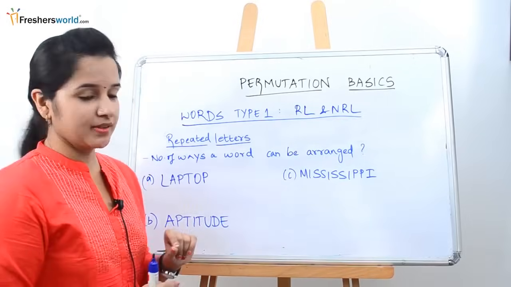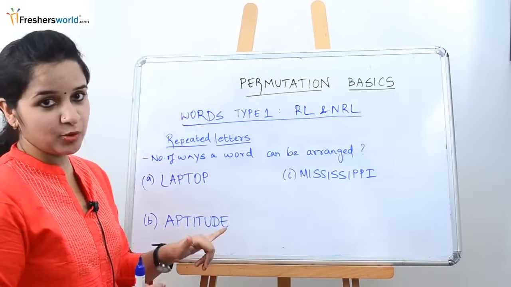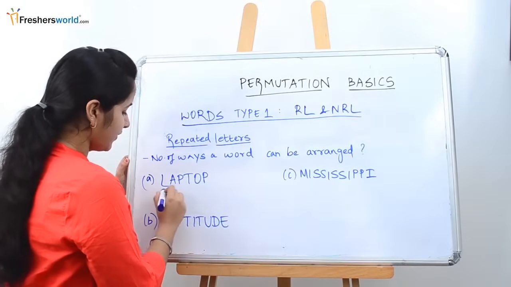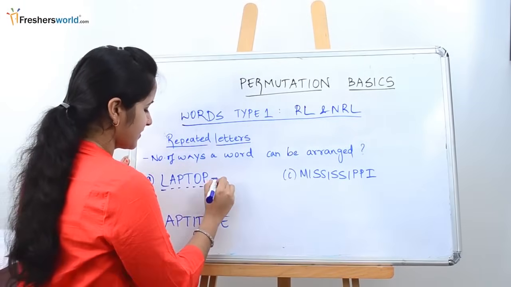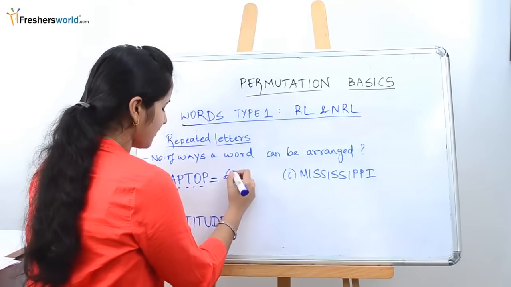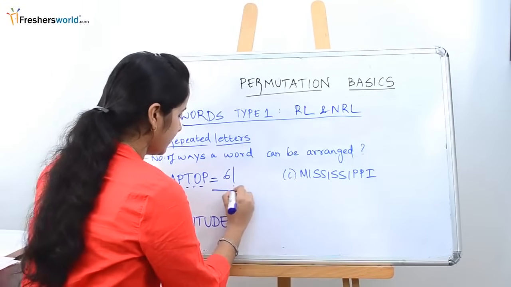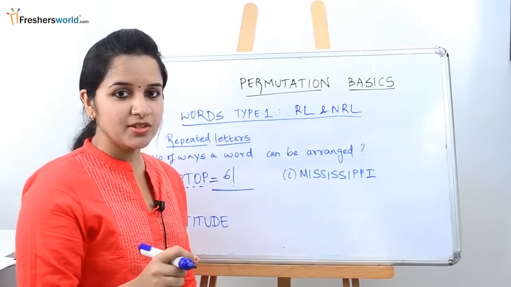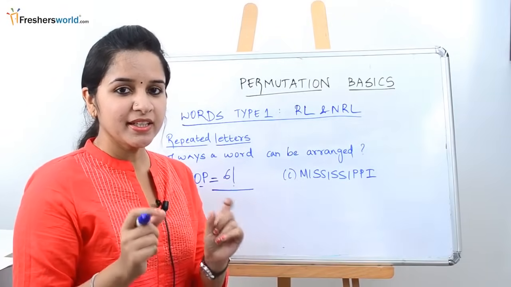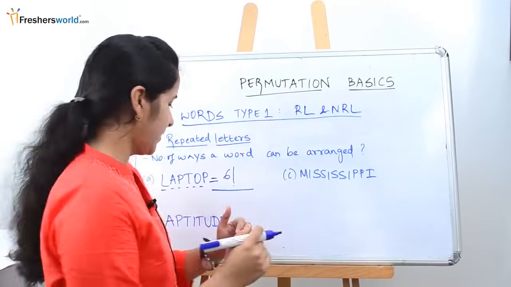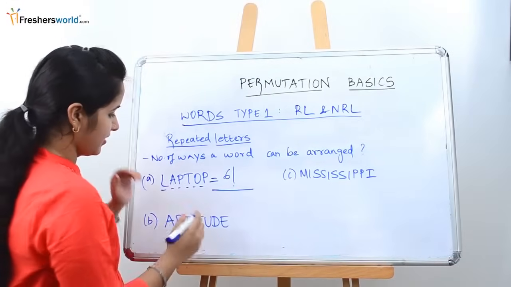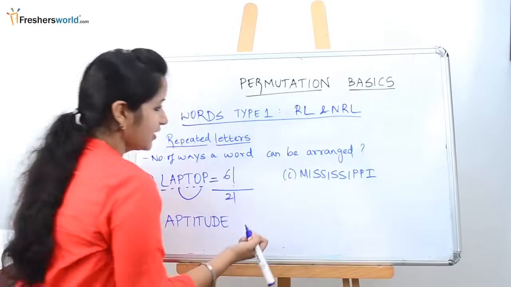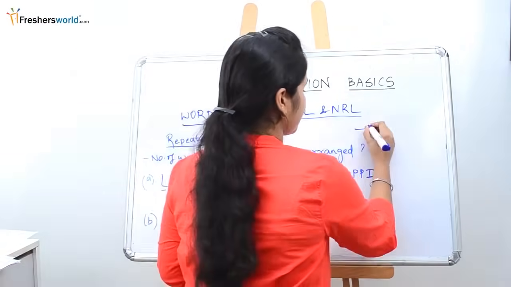Let's take an example. The word they have given is laptop. They are asking how many ways the word can be arranged. What is the number of letters? We have 6. So we do 6 factorial divided by. Why are we dividing? As we have seen in the numbers video, the number of repeated letters has to be put in the denominator. What is repeated here? P is repeated twice. So 2 factorial. Remember it this way.